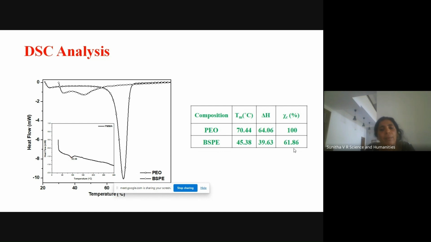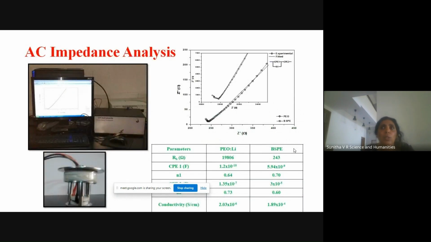Then we have to look into the electrical studies, because we are checking how better our system is and how these systems can be used in replacing the liquid electrolyte by a solid electrolyte. So what we have done is we have used an AC impedance technique using a CH instrument. 608D is the instrument we have used, where we can get the complex spectra. We varied the frequency from 0.1 to 10 to the power of 6 hertz, and then the response is taken.